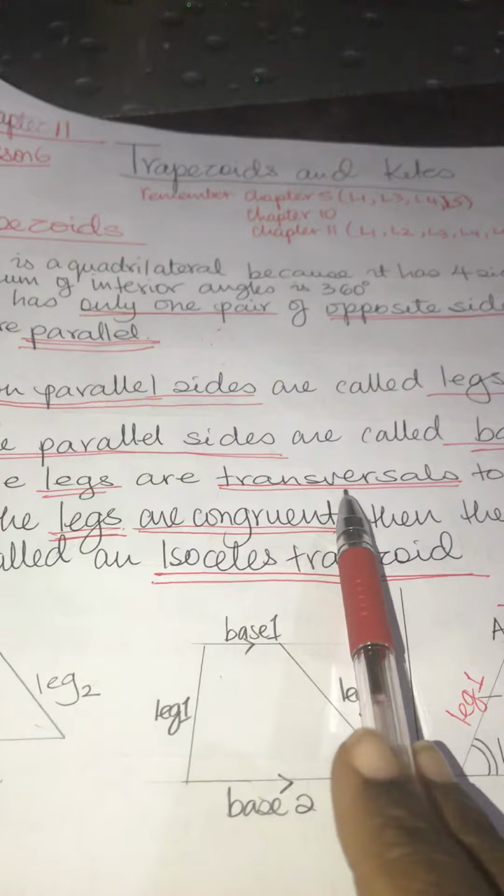Okay, grade 8. This is our last lesson in chapter 11. So we are doing lesson 6, trapezoids and kites. For this lesson, you have to remember even lesson 5. We're going to do Pythagorean. So you have to remember these chapters: chapter 5, that was in your term 2 book, and chapters 10 and 11. You will need the information from these chapters to be successful in this lesson.